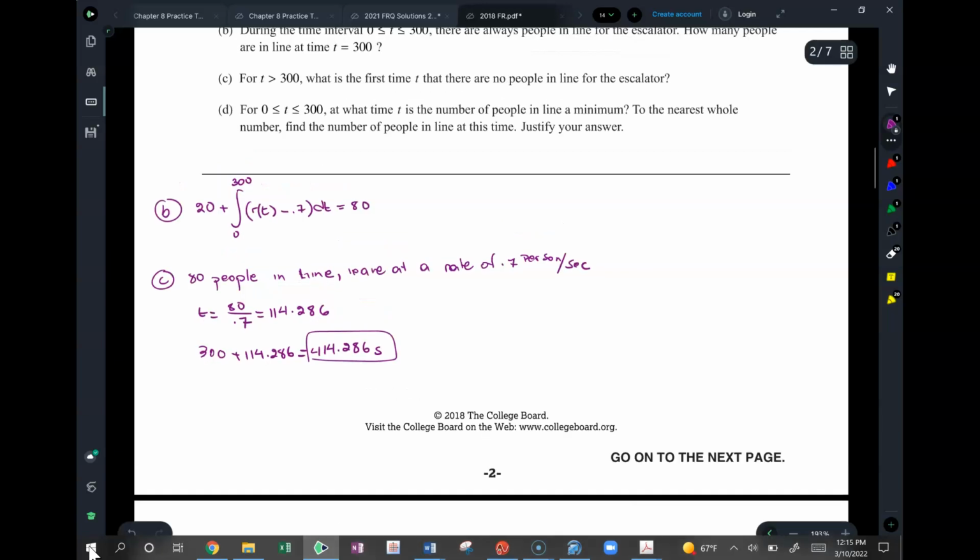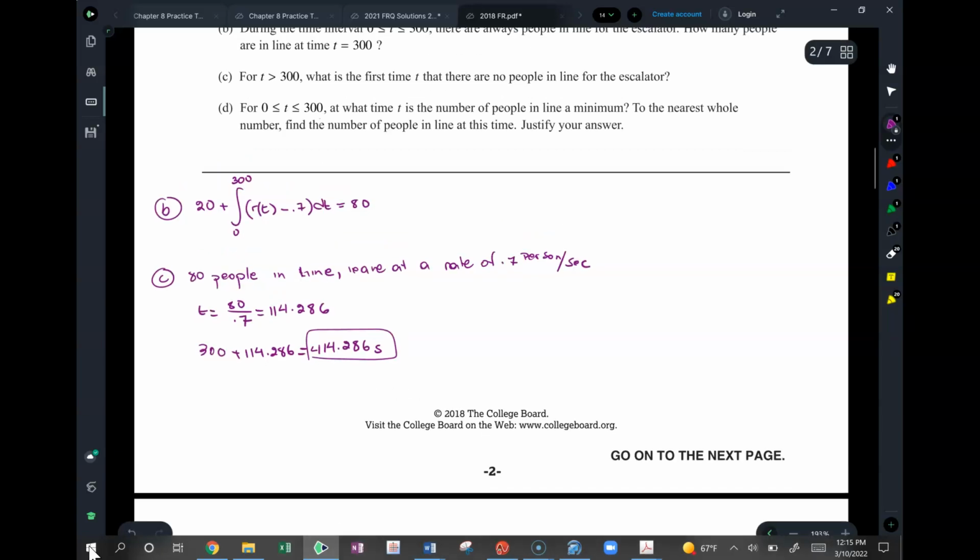Okay, so D: for time between 0 and 300, at what time t is the number of people in line at a minimum? To the nearest whole number, find the number of people in line at this time. Justify your answer. Okay. We want to find the minimum of something in a closed interval. Minimum in a closed interval is EVT. Now we just need to figure out what we're finding the minimum of, and that's the number of people in line.